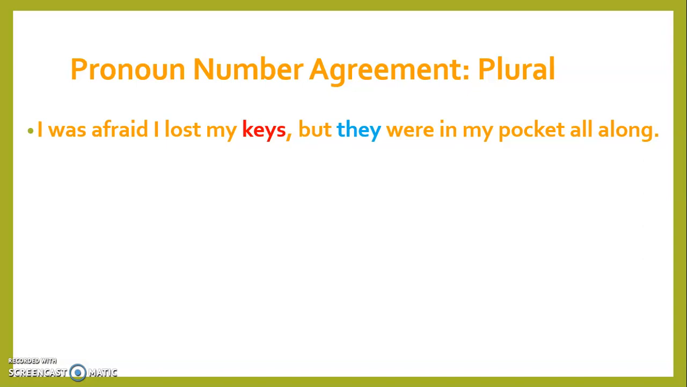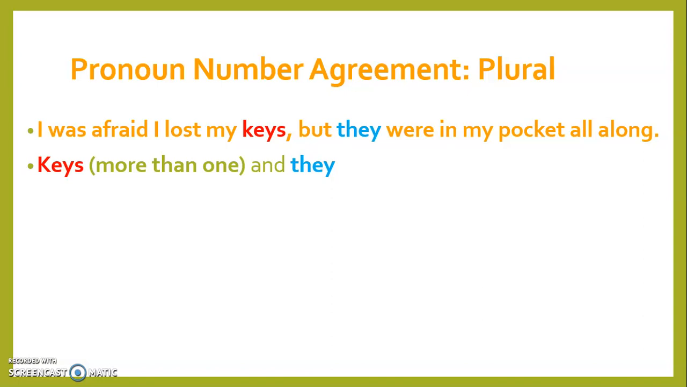Here's an example of correct pronoun number usage in the plural. I was afraid I lost my keys, but they were in my pocket all along. Here we have the pronoun they, which stands for the noun keys. And notice that keys has that little s at the end of it. And in English, that often means that there's more than one. It means it's a plural noun. So here we have more than one key that's represented by the pronoun they.